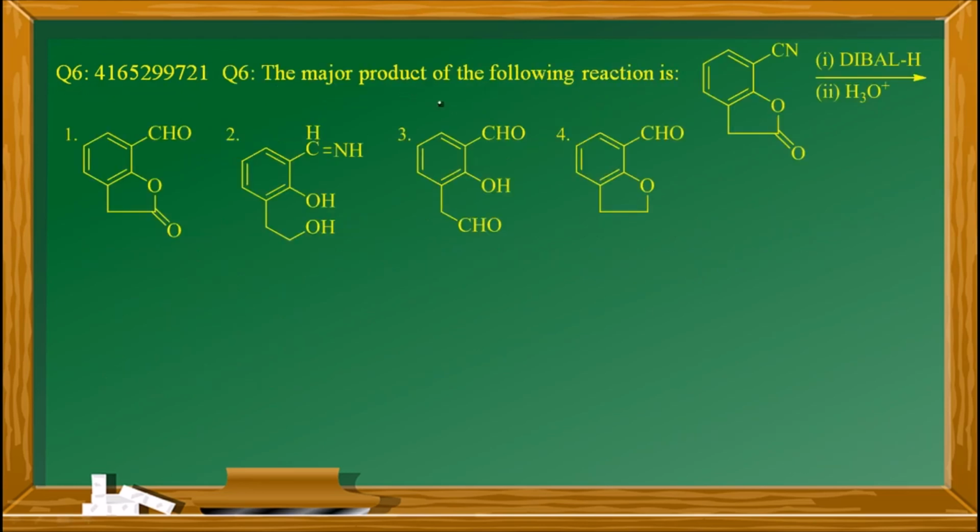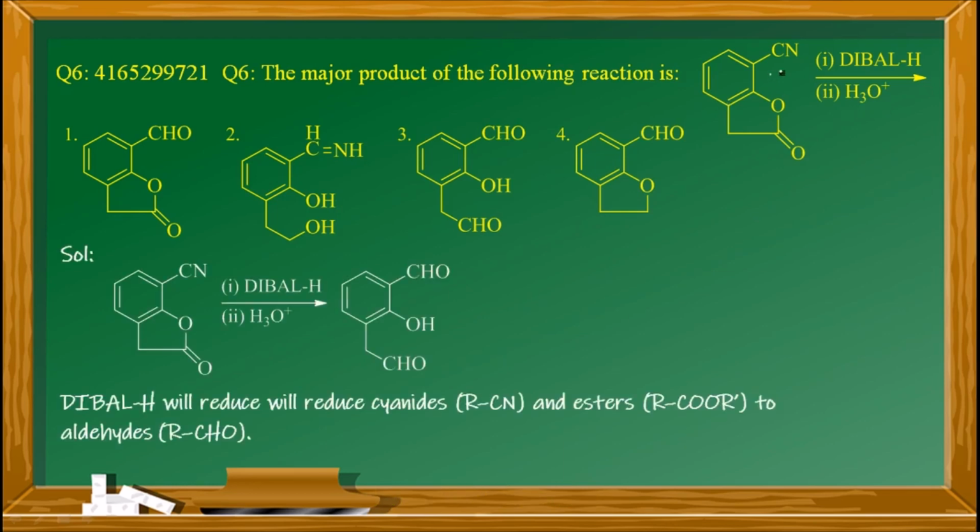Next, question number 6. The major product of the following reaction is, what is the reaction? They are using DIBAL-H. What is DIBAL-H? Diisobutyl aluminum hydride followed by acid hydrolysis. What is the compound? Yes, there are two functional groups. One is cyanide, other one is ester.